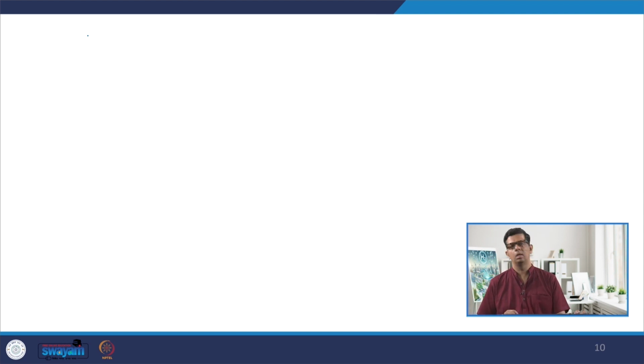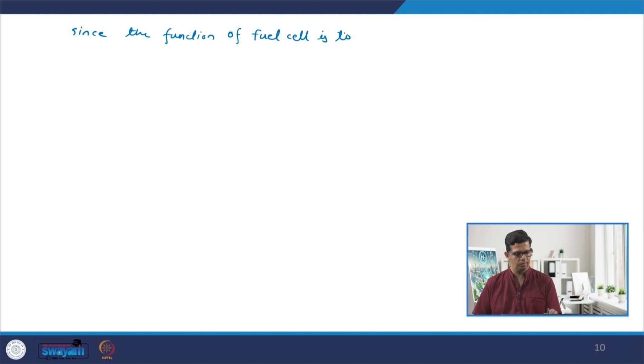Now, in other words, should we not draw maximum current, or should we not draw limiting current from the fuel cell all the time? So, let us discuss that, since the function of a fuel cell is to supply more current.